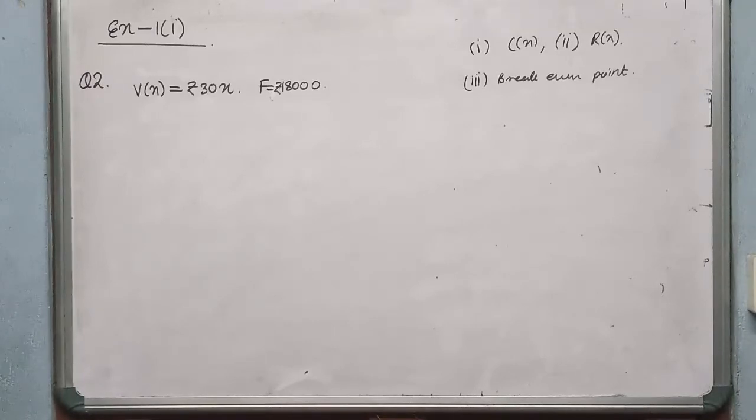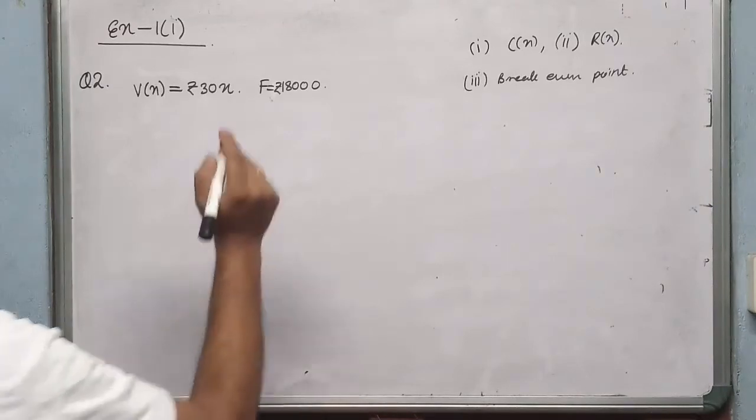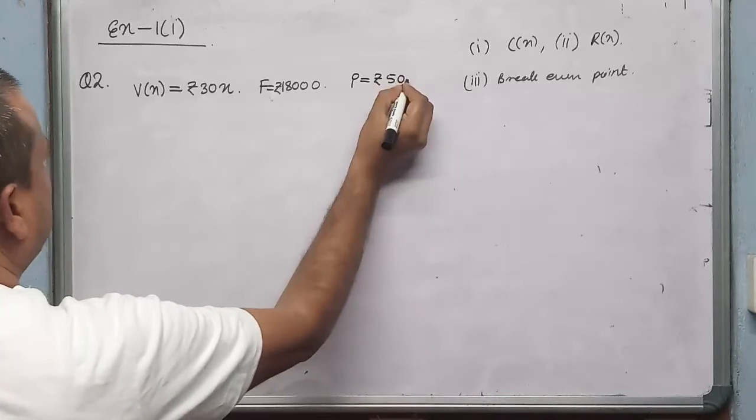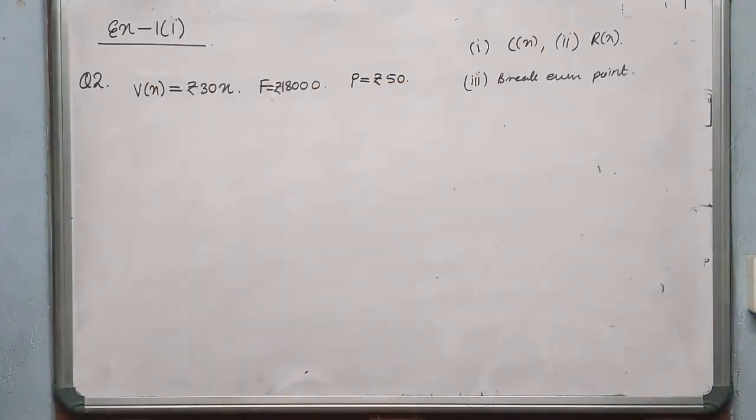If each book can be sold for rupees 50, the demand, that is the selling price of each book, is rupees 50. The demand is 50. What are the things that you have to calculate? The cost function, revenue function, and the break-even point.